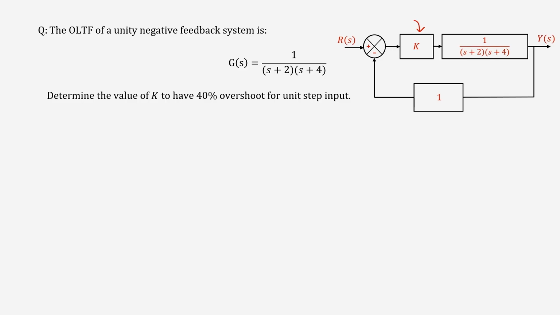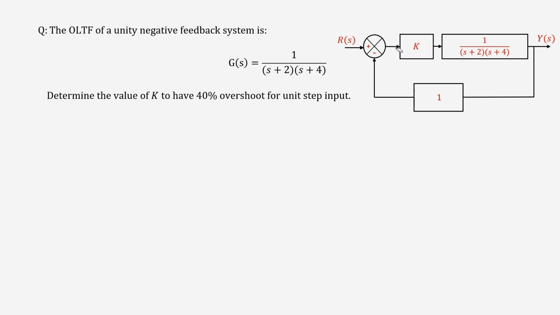As soon as someone says that we have 40% overshoot, you know that we have an overshoot formula, and you can directly use that. By the way, one more important thing. Whenever you have a problem, first try to get the intuition of the problem.